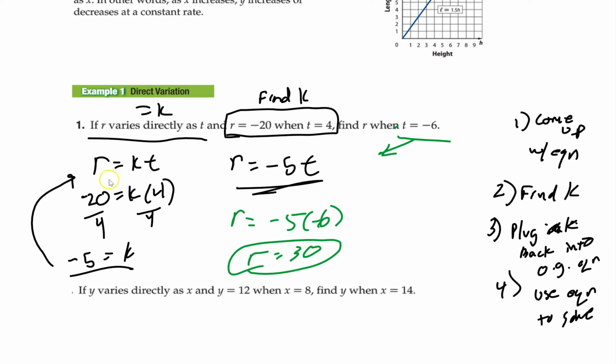We go, okay, we have an equation, set it up, use the information they give you to find your k. Once you have your k, plug it back in. So now you have your actual equation. And once you do that, you can just solve the problem. That's the general idea. And we're going to do this over and over again. It doesn't matter if I say direct, which I am right now, we're going to say joint later, we're going to say inverse. It's all going to be the same. Come up with your equation, find your constant variation, which is k. And once you do that, you have your equation. You can do anything you want.